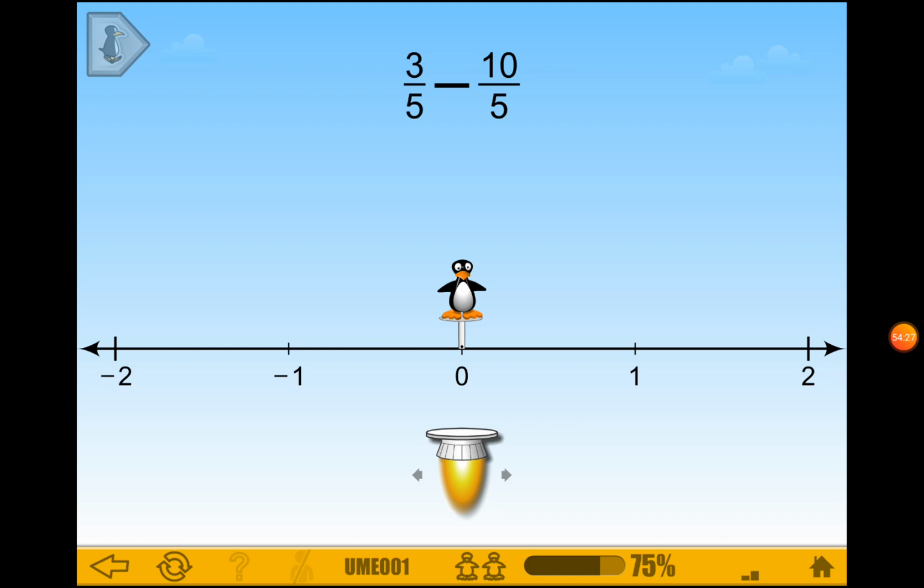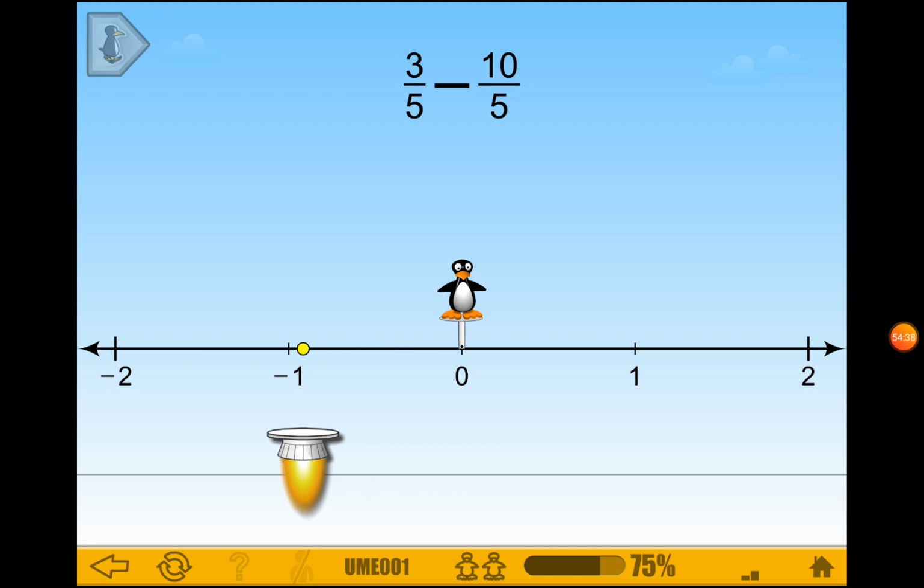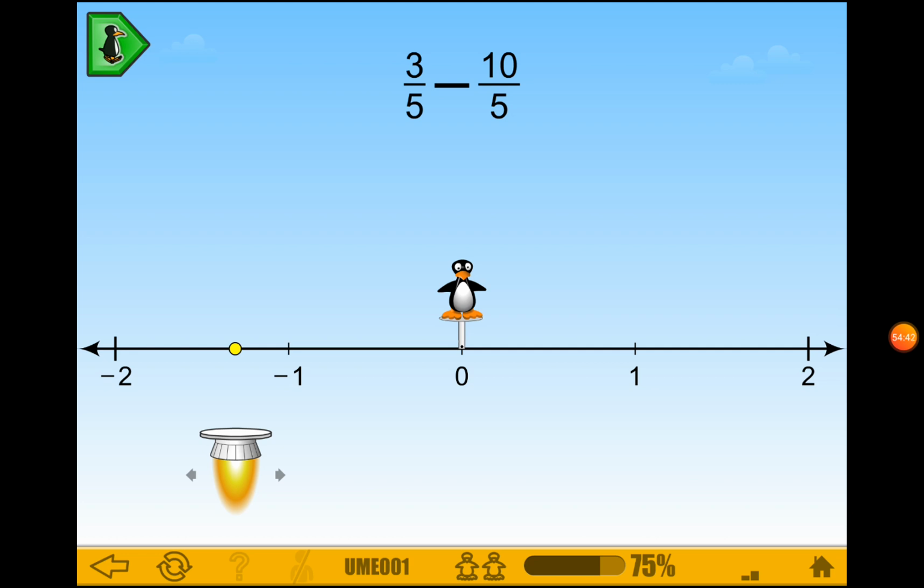So now we have 3/5 minus 10/5. So 3 minus 10 is negative 7. And then 5 is the denominator, and that stays the same. So that would be negative 7/5. So if this is negative 5/5, then this must be negative 7/5. Yeah, around there.